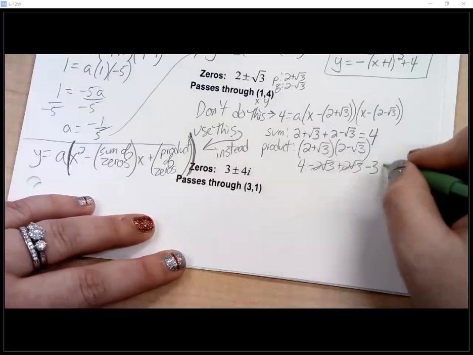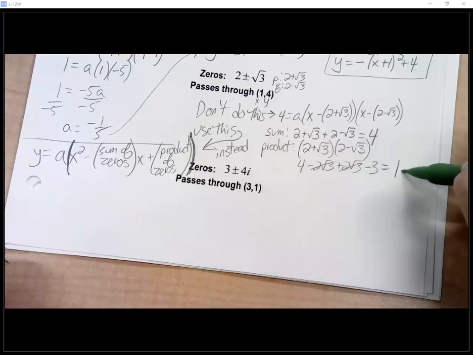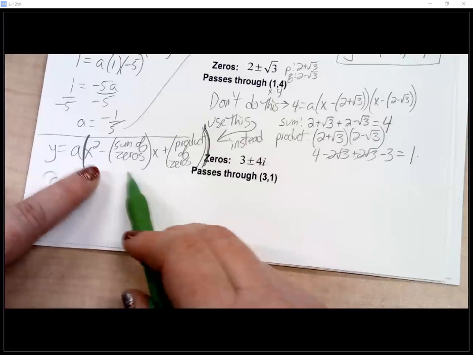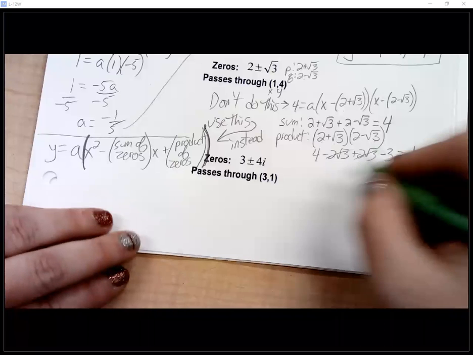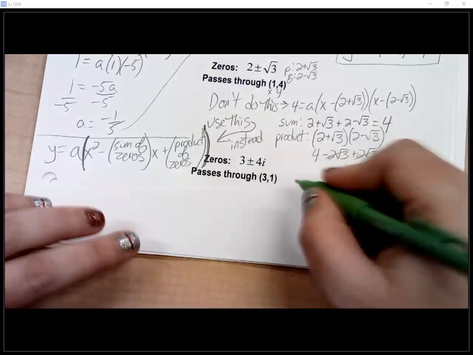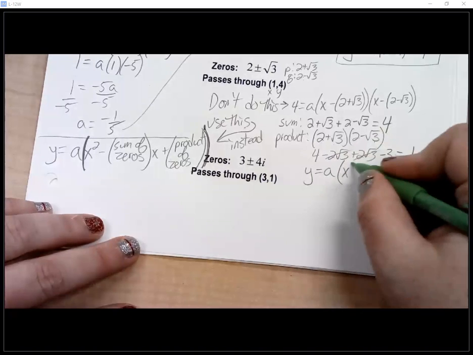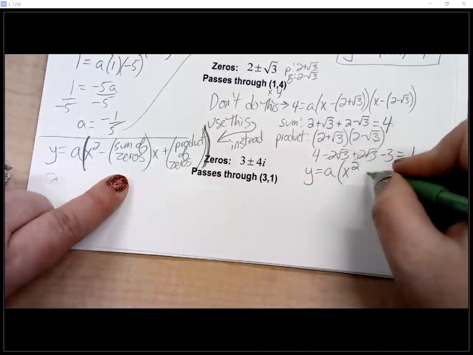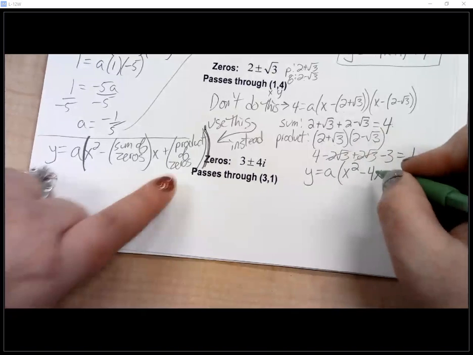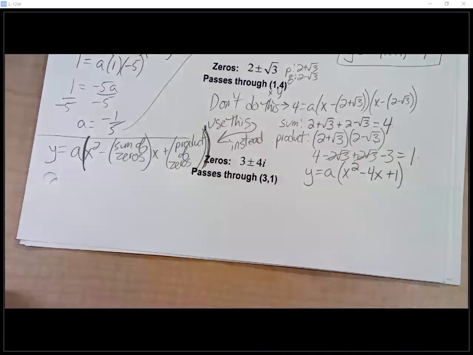So now I have the sum of my zeros and the product of my zeros. So now all I have to do is pop that in over here and I can solve for A. So check this out. Let me do it first before I plug in the X and Y. So I'll have Y equals A times X squared minus the sum of my zeros, which would be a minus 4X, plus the product, which would be a plus 1. See how much easier that was?